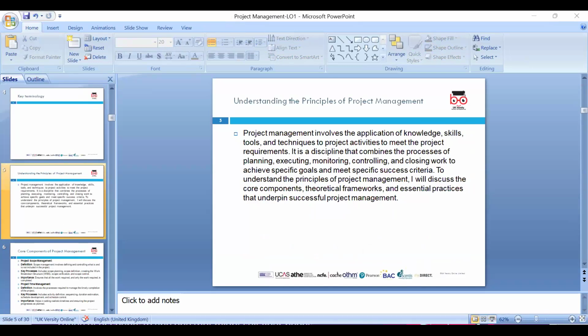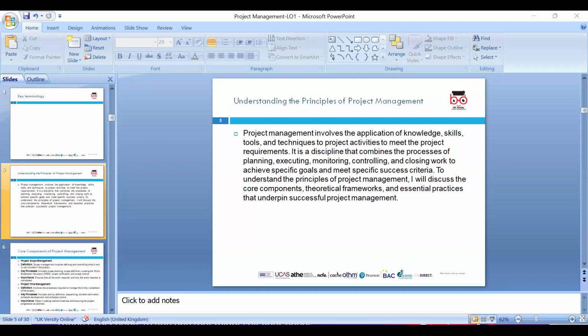Project management involves the application of the knowledge, skills, tools and techniques to project activity to meet the project requirement. So how can we meet the project? Always in time, in cost, in quality. That is very, very crucial. We'll go through the key concepts, the framework, and practices to make the project successful.